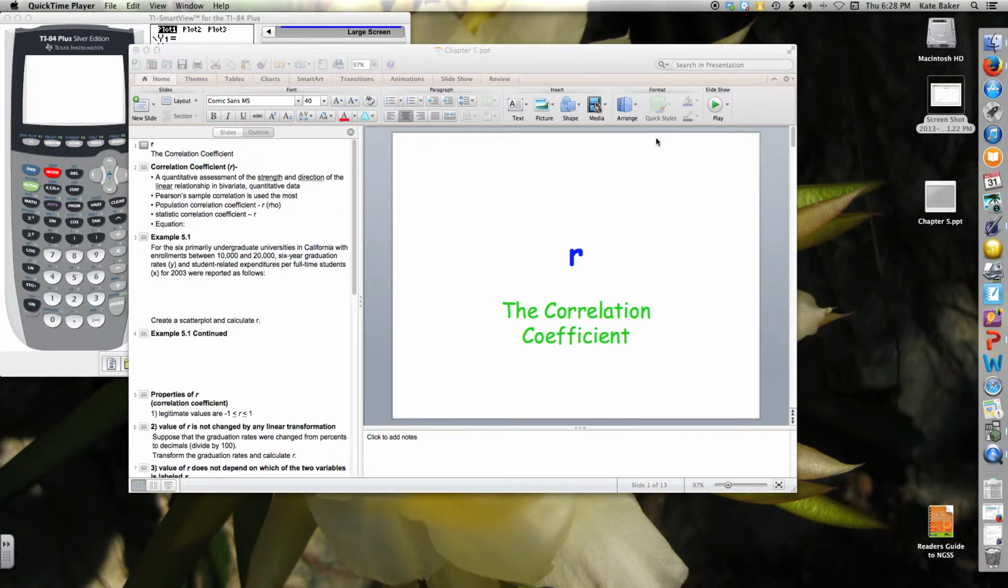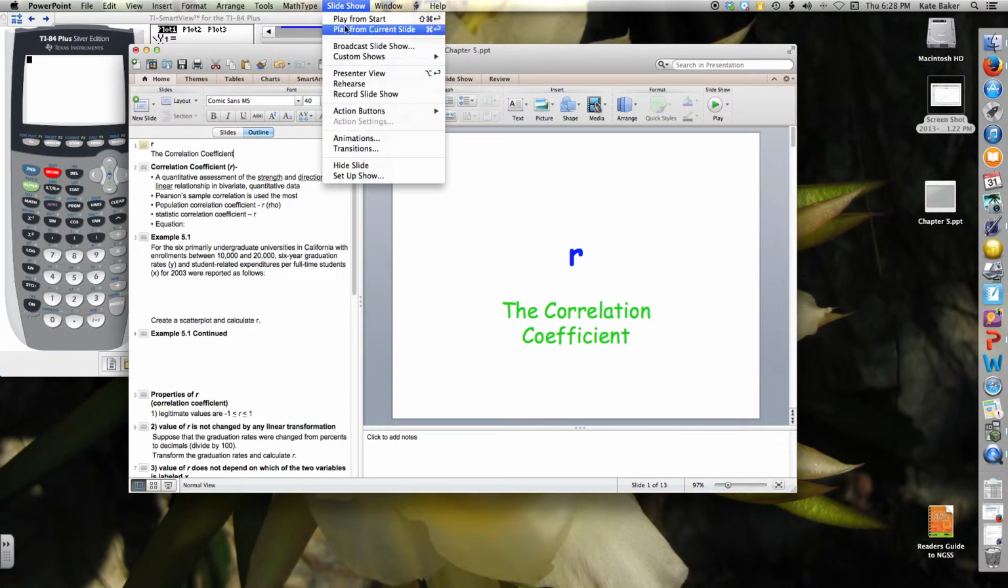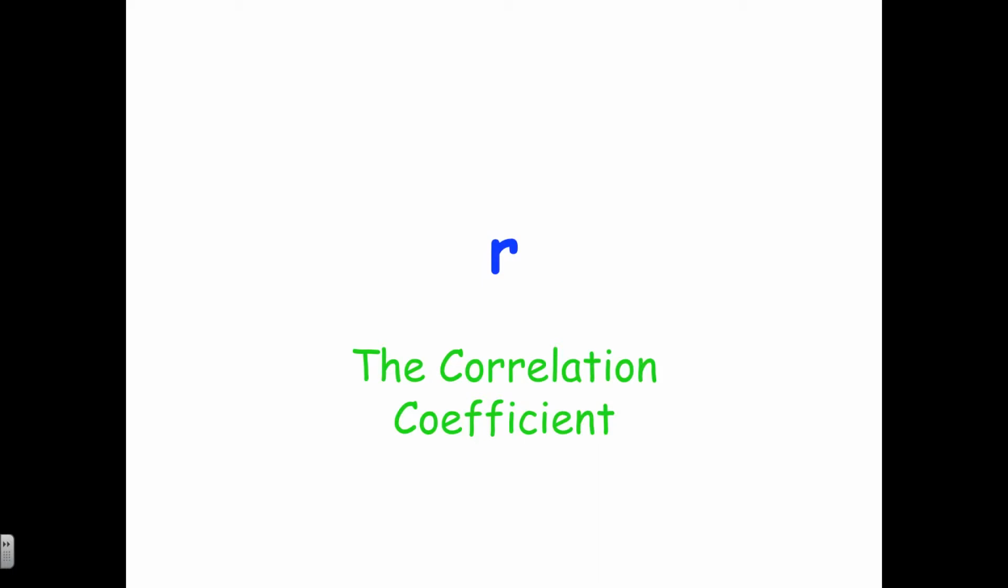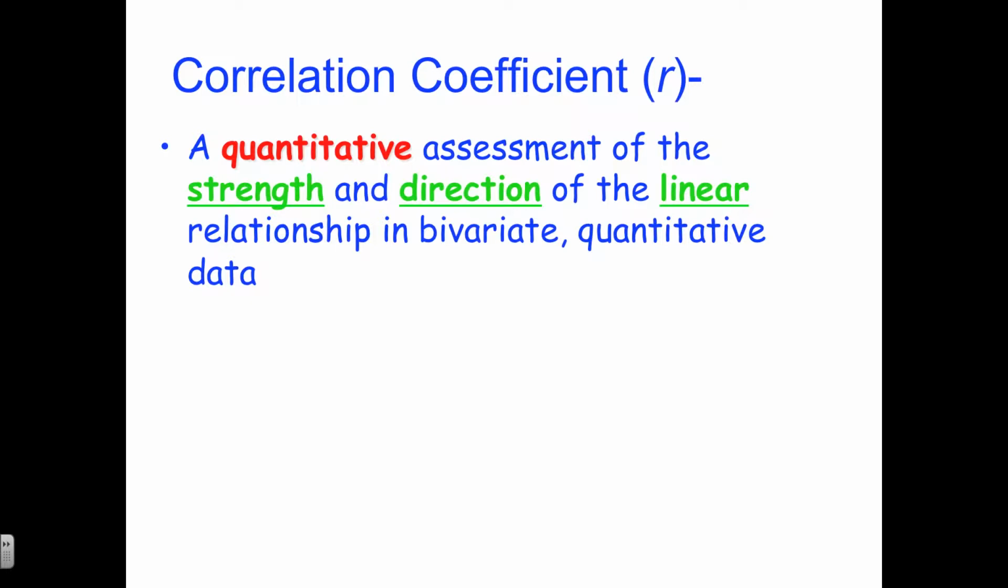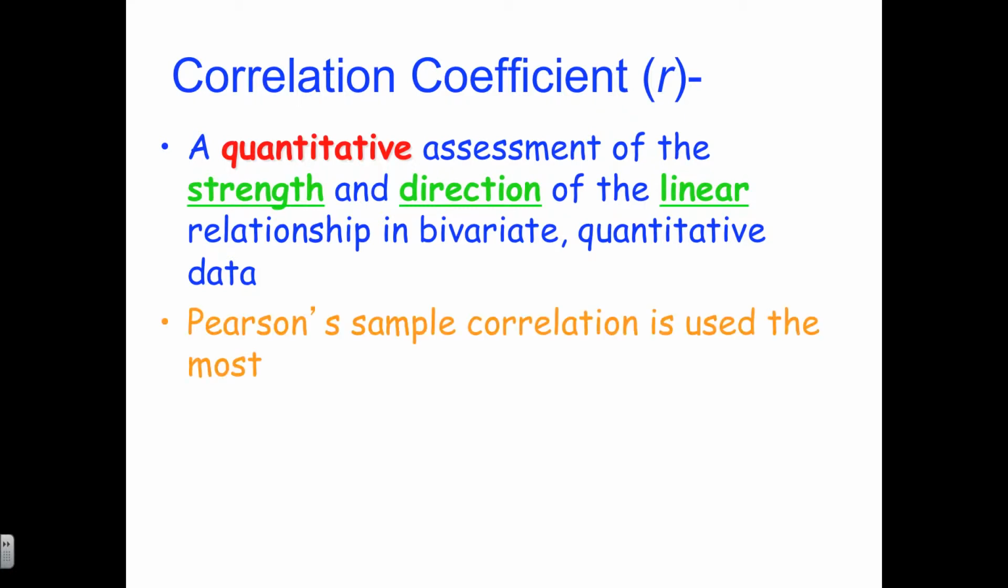Information that I wanted you to watch this video on R, the correlation coefficient. It's a quantitative assessment. That means it could be a statistic or a parameter, but it measures the strength and direction of a linear relationship in a bivariate quantitative group of data. Pearson's R is the one that's used the most.